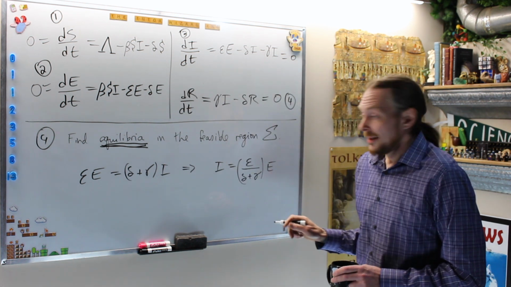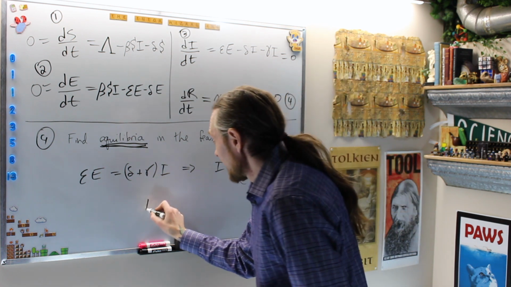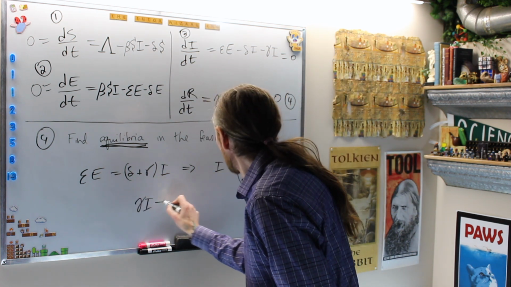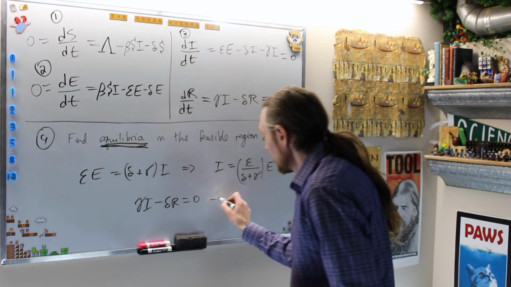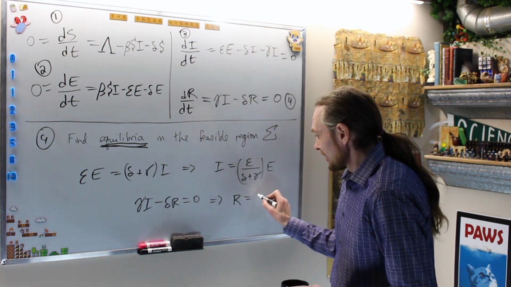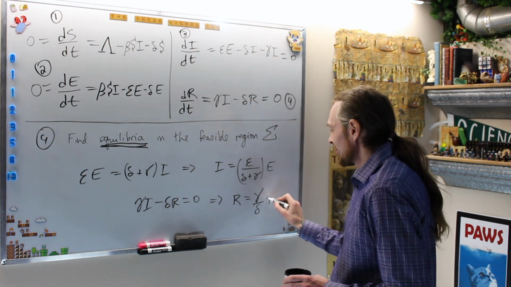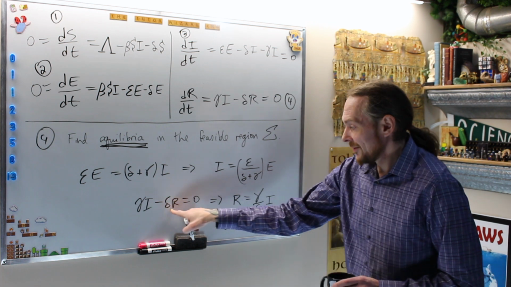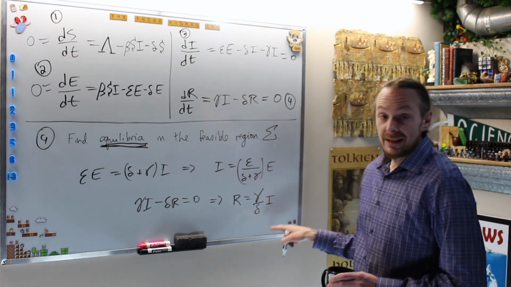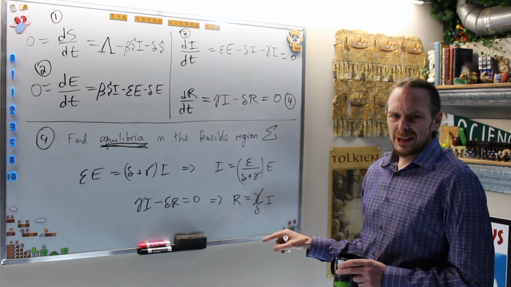I depends on this. And from this one, I see that gamma I minus delta R equals 0. So that says R is gamma over delta. Don't skip steps. I'm skipping all the steps. So I moved R over and then I divided by delta. And then how do I relate that to E?